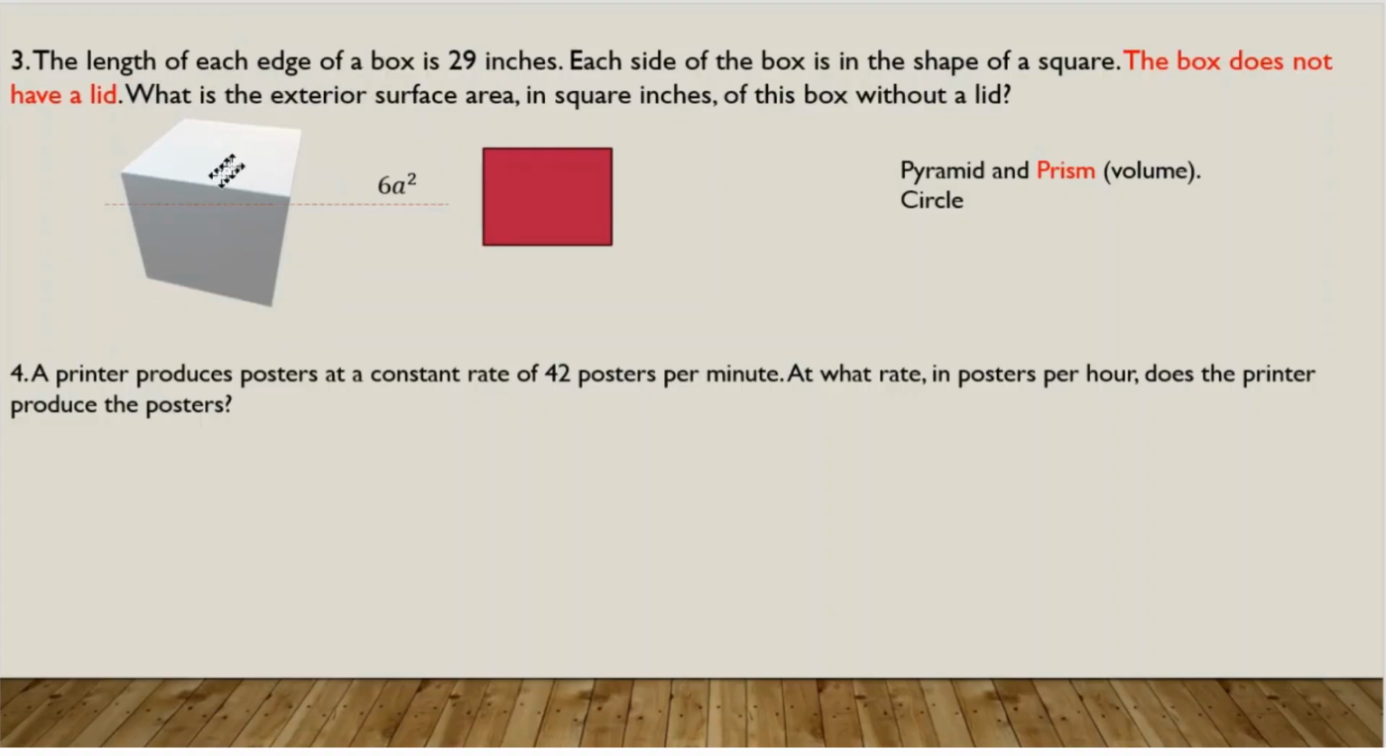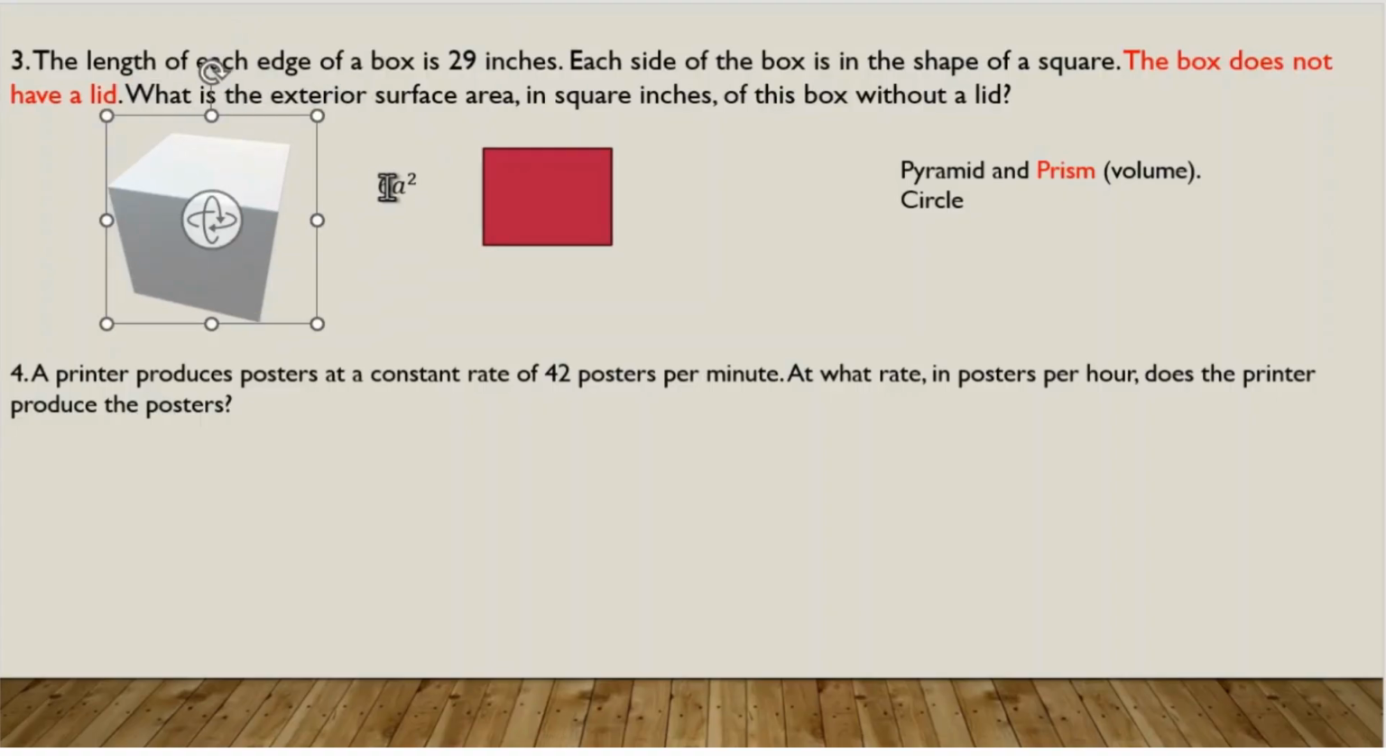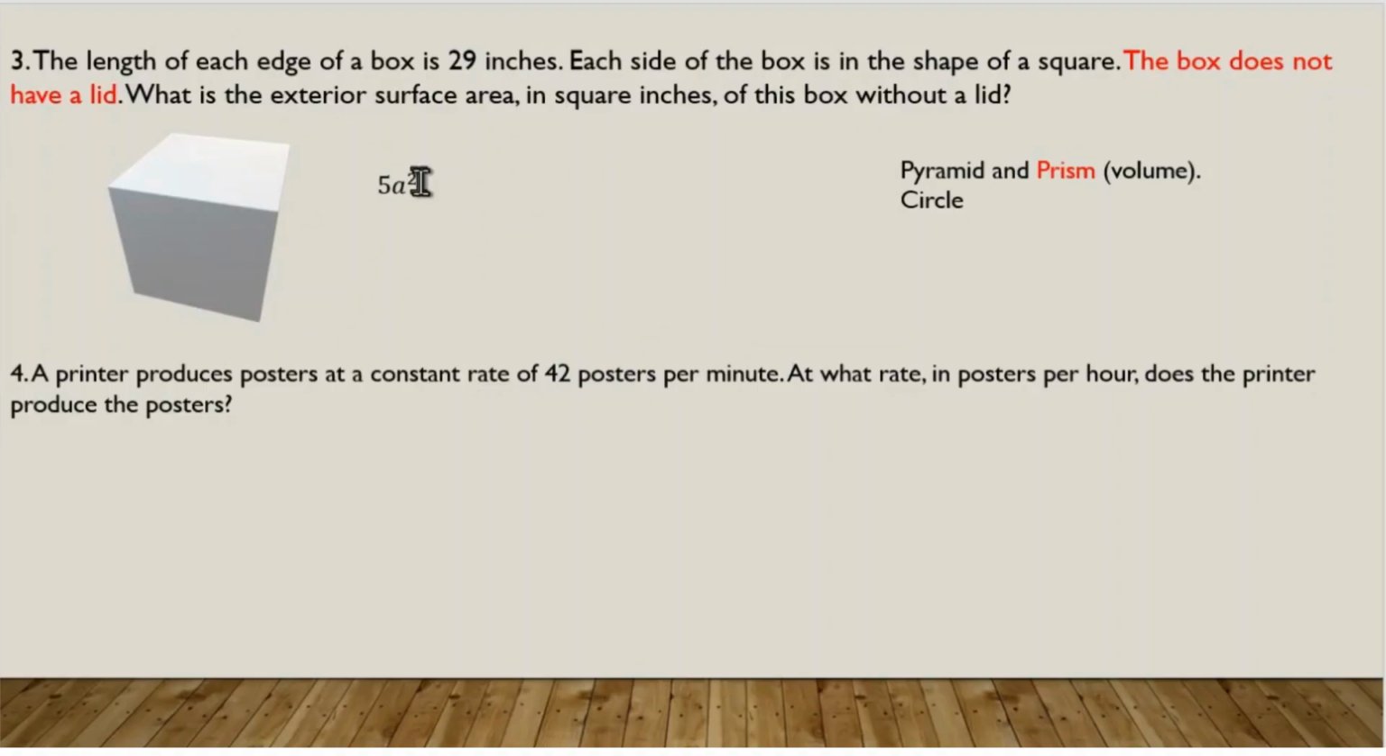Since it doesn't have one side, instead of six, it's going to look like 5a squared. That's it, as simple as that. I hope you get that. That's the main problem that most people have. So that's it. I hope you all get that.